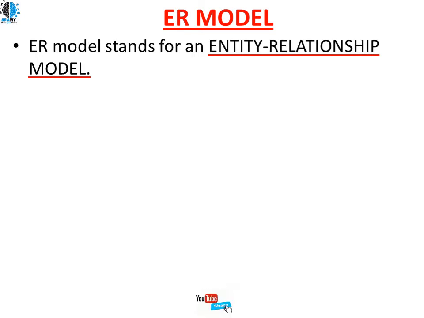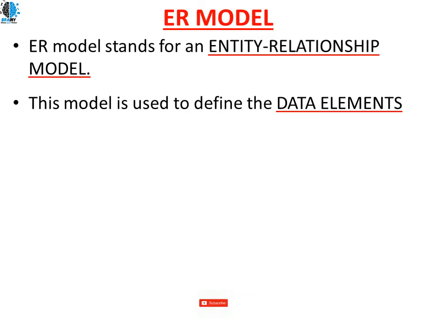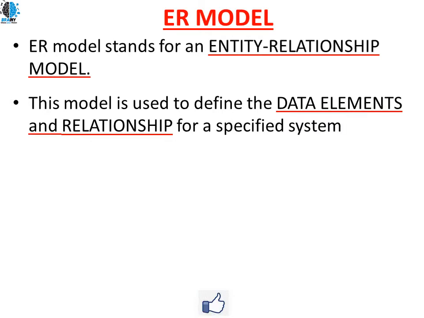ER model stands for entity relationship model. Entity is a real world object, and relationship is how the real world objects are related among themselves in a database. So this model is used to define the data elements and their relationships for a specific system. For example, I have a production company. In that production company, I will have different departments and different data elements. So how these data elements will be communicating among themselves will be specified in our database model.